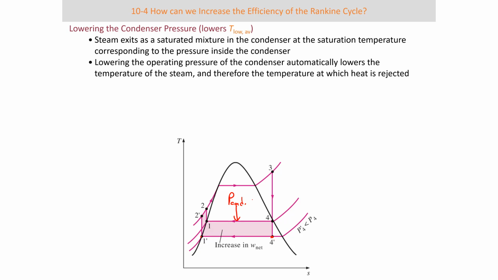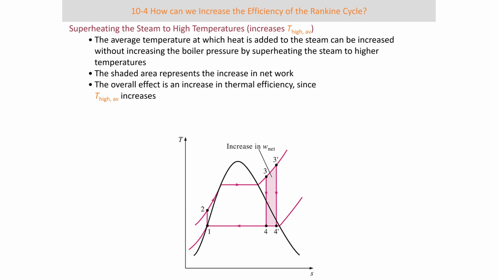So the temperature at which phase change occurs in the condenser is directly linked to the pressure, since it's at saturation. So if I lower the operating pressure of the condenser, I also lower the temperature at which condensation occurs, thereby increasing the efficiency. Another one is superheating the steam to high temperatures, increasing the average temperature here.